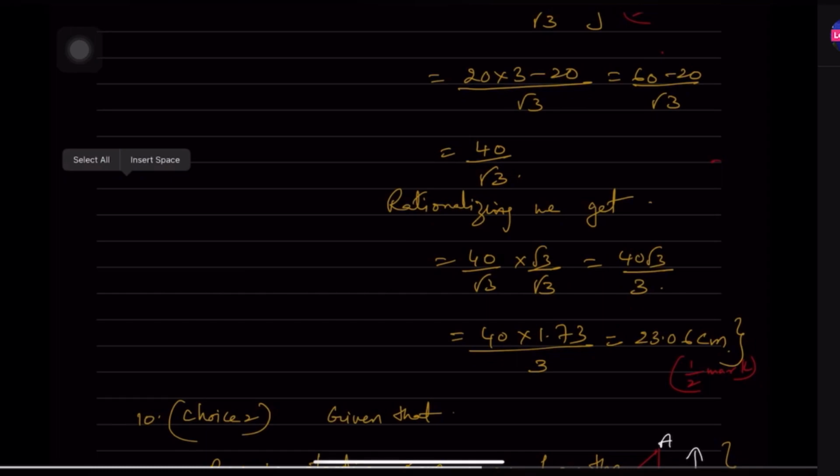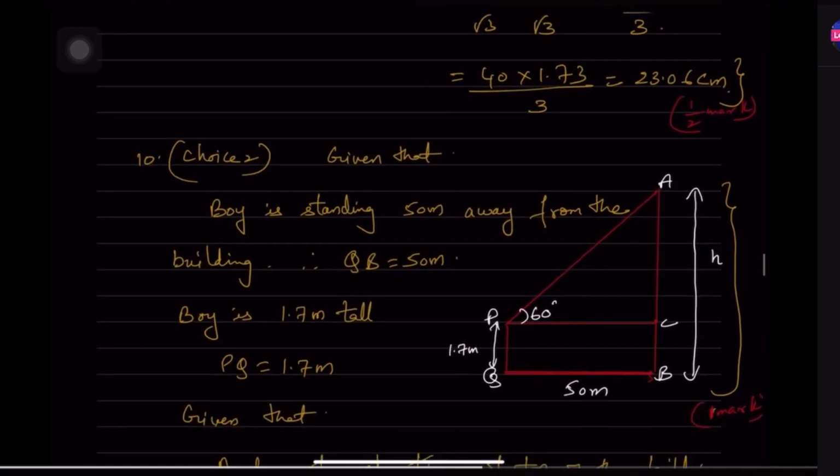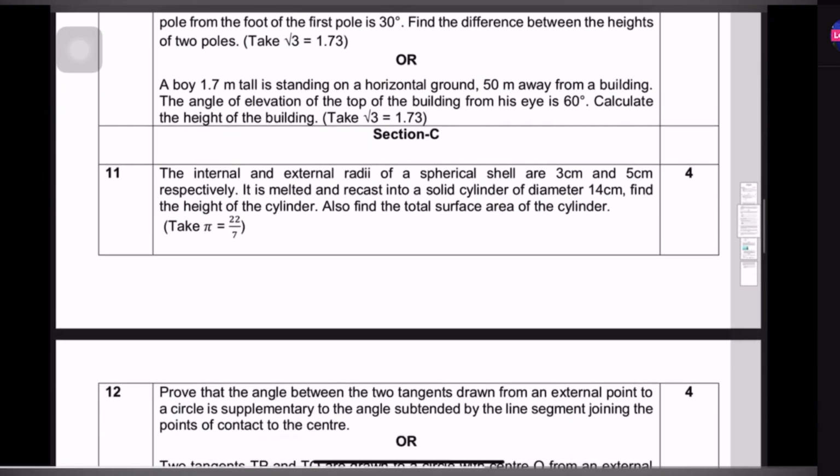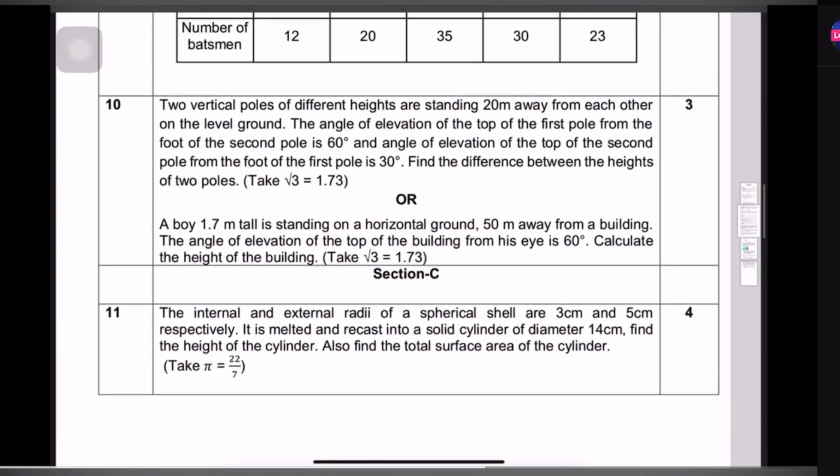Now going into the next choice question, in this you have two choices. The second choice we are going into: a boy 1.7 meter tall is standing on a horizontal ground 50 meters away from a building. The angle of elevation of the top of the building from his eye is 60 degrees. Calculate the height of the building. So what is the height of the building? We'll just see.